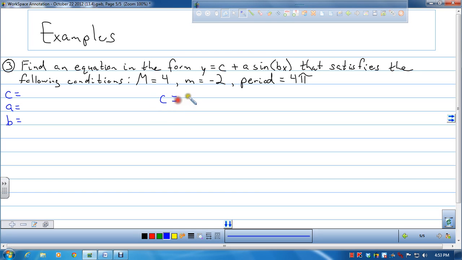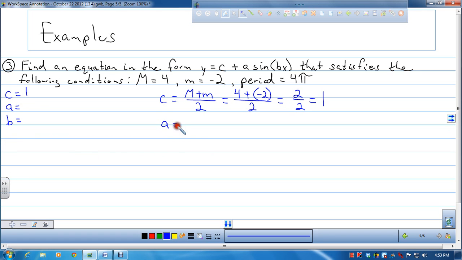Well, C is equal to the maximum plus the minimum divided by 2. I'm just going to plug in 4 plus -2, which is the same as 4 minus 2, right? Over 2. So 4 minus 2 over 2. It's 2 over 2, which I know is 1. So I've found C. Done.